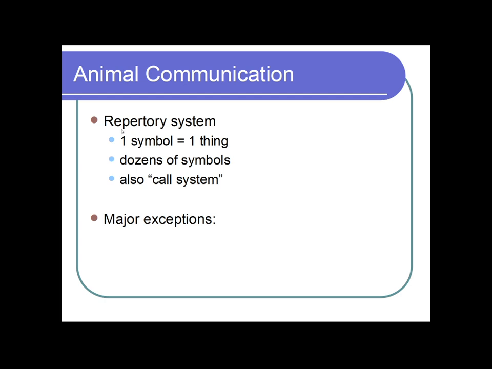In a repertory system, each repertory system is a set of symbols, and each one of those symbols represents one thing and one thing only. A symbol, simply defined, is a thing that represents another thing. All right, so repertory is a set of symbols. A symbol is a thing that represents another thing. Repertory has a number of symbols in it, and those symbols have to represent one thing only.